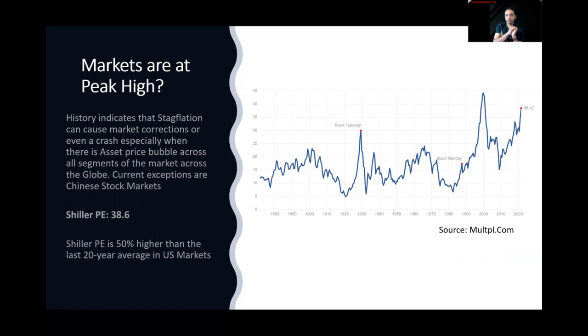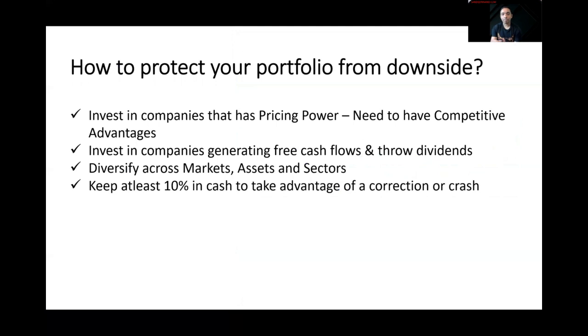Inflation is at the highest since 2008. Interest rates are at the lowest level. Liquidity is at the highest level. Market conditions are pretty much nearing the highest level. Now, how do you protect your portfolio from downside?